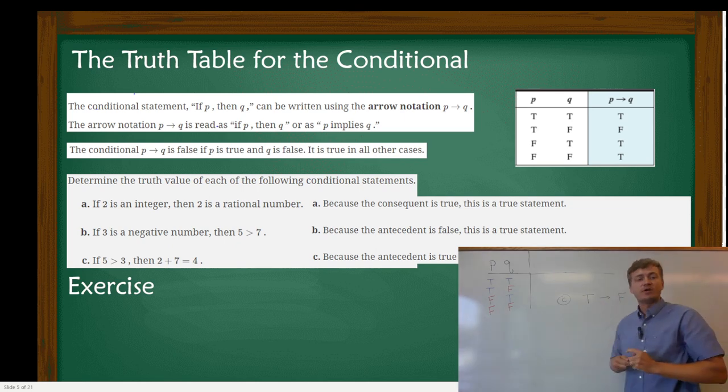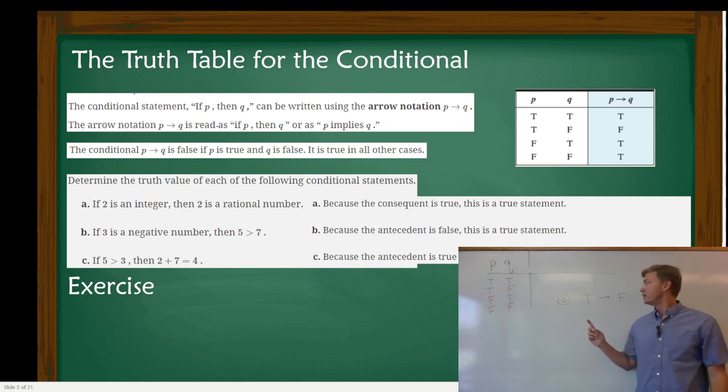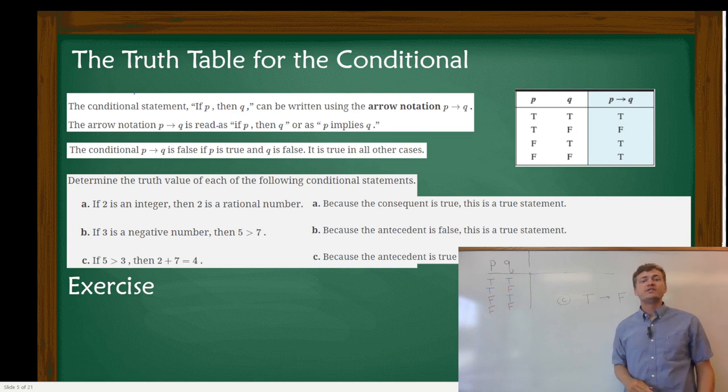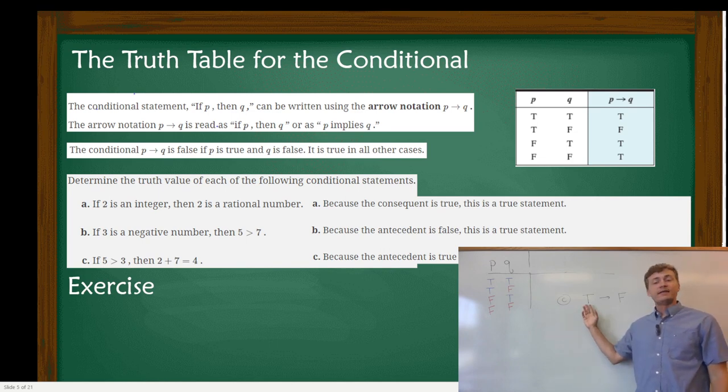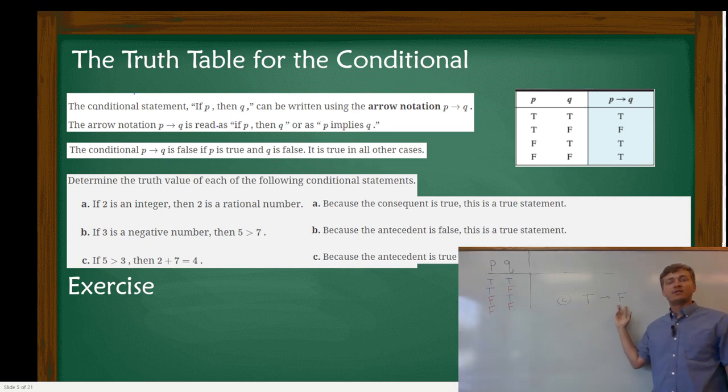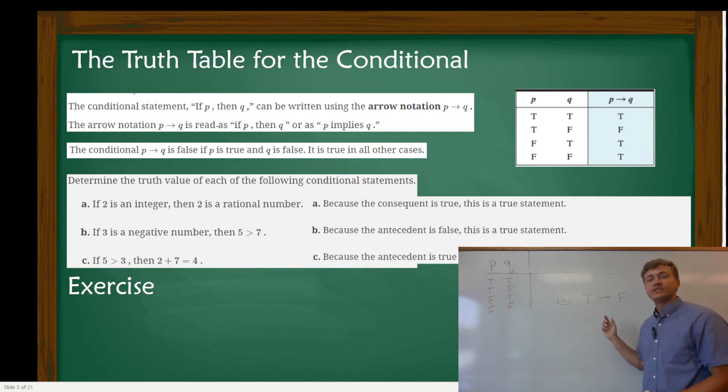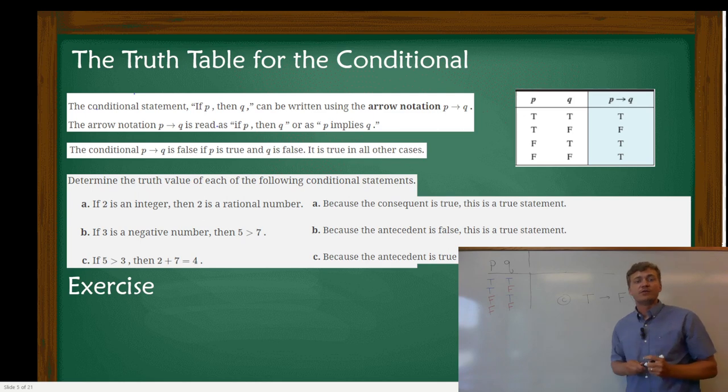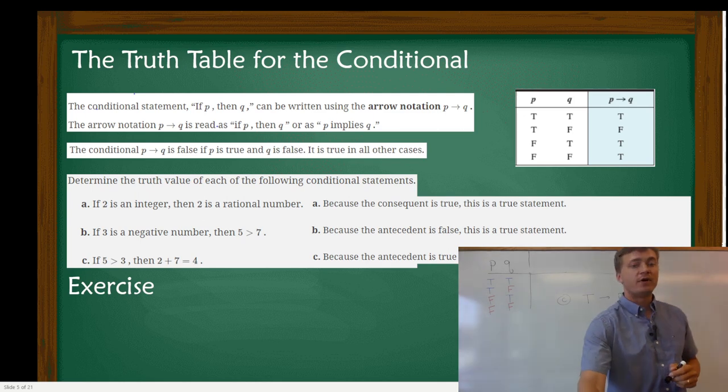Now, note here for part C, we have a conditional statement where true is implying false. Look at your second row. When the antecedent is true, when the consequent is false, that conditional statement, according to row 2, is false. So here for part C, we get a false statement.